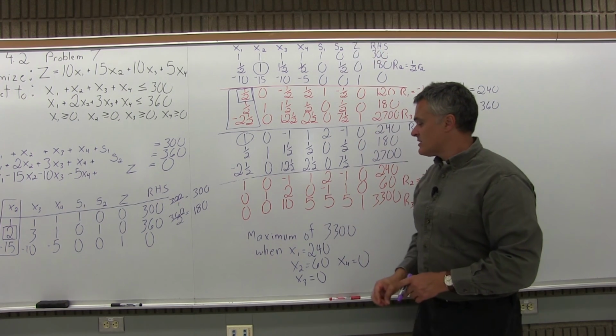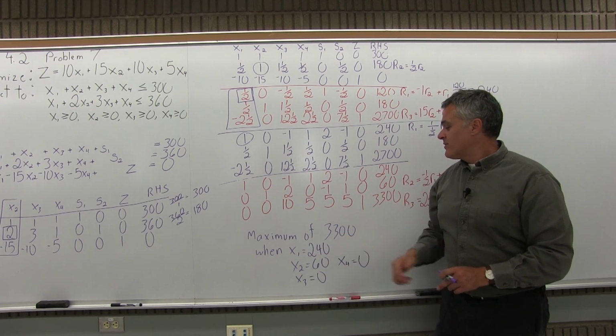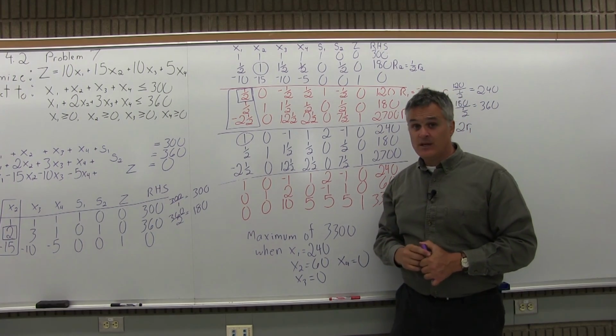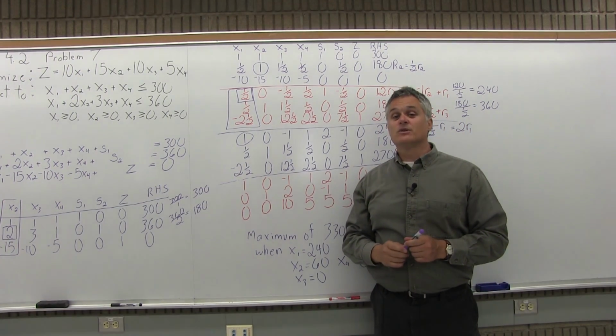So the final answer, you get a maximum of 3,300 when x1 is 240, x2 is 60, x3 is 0, and x4 is also 0.